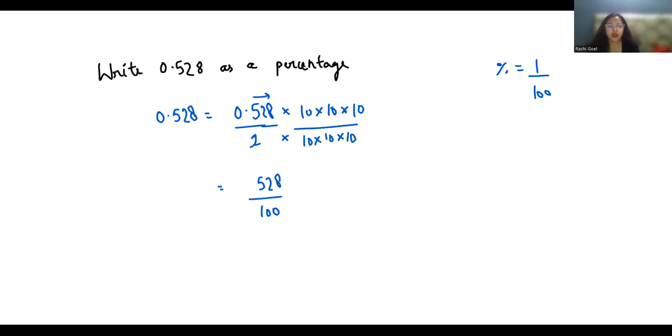Now this 528 by 1000 I can write as 10 times 1 by 100. Now this becomes 52.8 times 1 by 100, and we know that we can replace this 1 by 100 with percentage. So 0.528 in terms of percentage is 52.8%.